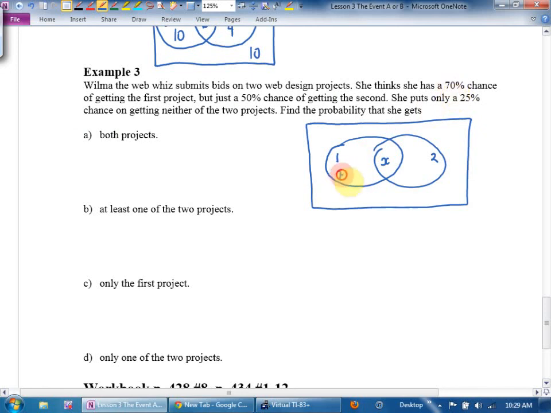Gotta be. And what number is going to go here? 50 minus x? Gotta be. What's her chance of getting neither? 25. Now, they'll either give you the overlap or they'll give you the outside.